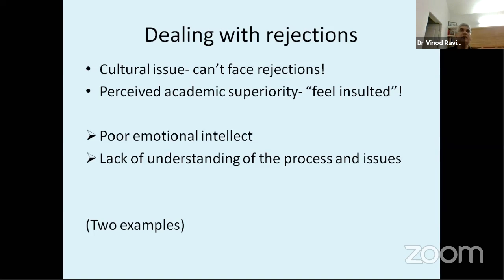That's why I said that the peer reviewers should be protected by concealing their identity. Specifically, if it is India, because I don't think we are emotionally mature to deal with rejections. It hurts to be rejected, particularly when authors perceive themselves to be academically superior. It does not matter where they are based, whether in institutes or in private practice. And they feel insulted that, oh, this editor or this journal has rejected my manuscript.